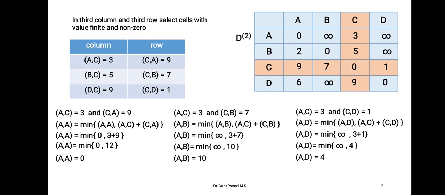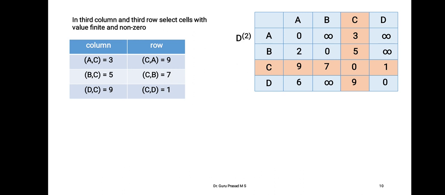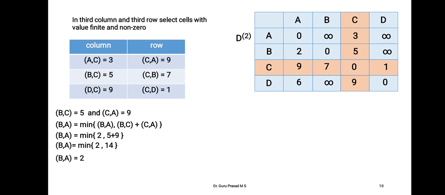Okay, next, apply the column first value and the row last value, A to C equal to 3 and C to D equal to 1. A comma D equal to minimum of A comma D, comma A comma C plus C comma D. In the matrix, A to D value is infinity, comma A to C value 3 plus C to D value 1. Between infinity and 4, the minimum value is 4, so A to D value equal to 4.